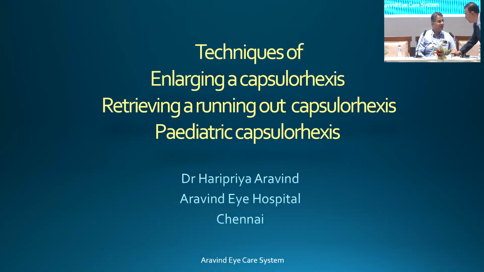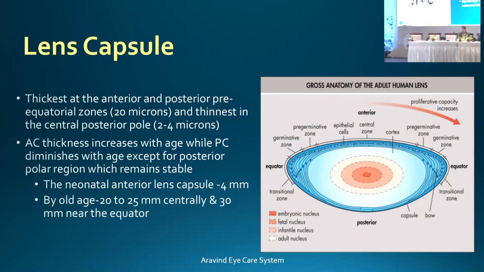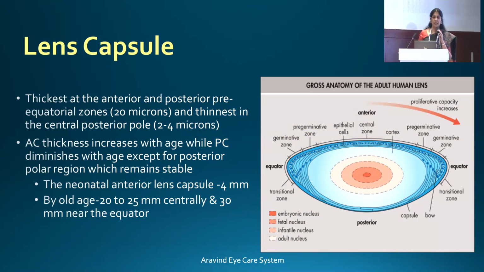Thank you, Dr. Sudeep and Dr. Minu, for this opportunity. So the lens capsule, as we know, is the thickest at the anterior and posterior pre-equatorial area. It's about 20 microns, and it's thinnest in the PC central pole. It's about 2 to 4 microns.